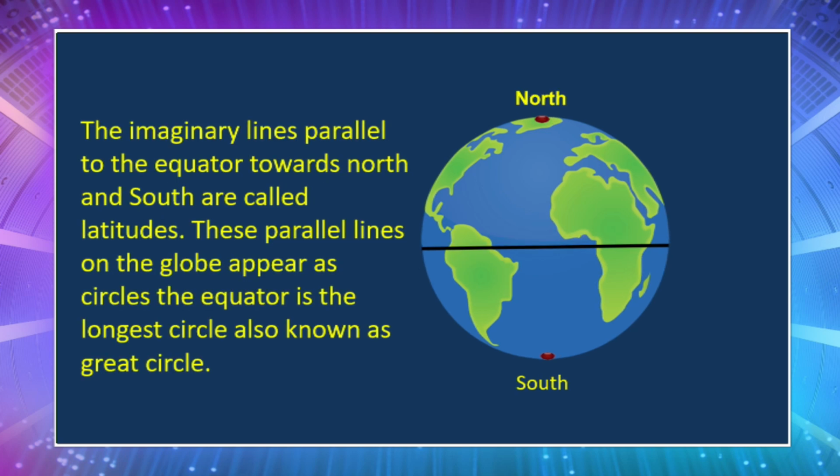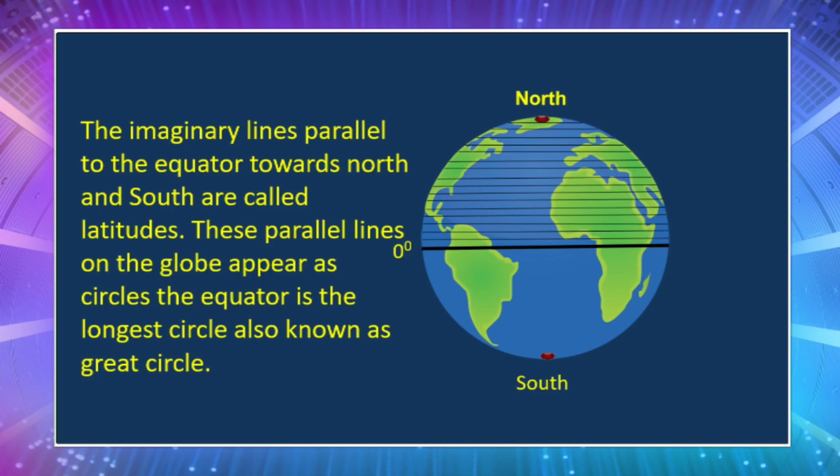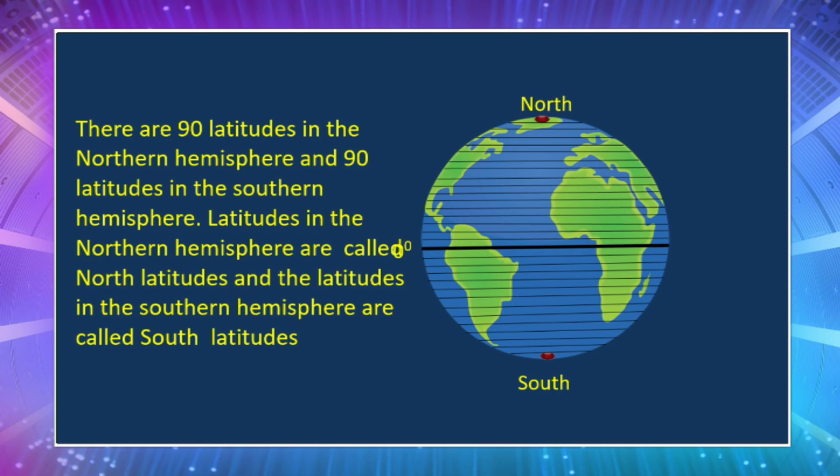The imaginary lines parallel to the equator towards north and south are called latitudes. If you view the globe from the top, you will see these lines as circles. These parallel lines on the globe appear as circles. The equator is the longest circle, also known as Great Circle. There are 90 latitudes in the northern hemisphere and 90 latitudes in the southern hemisphere. Latitudes in the northern hemisphere are called north latitudes and the latitudes in the southern hemisphere are called south latitudes.